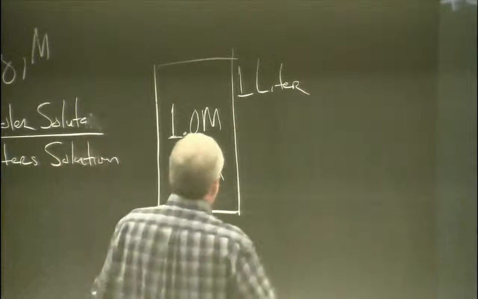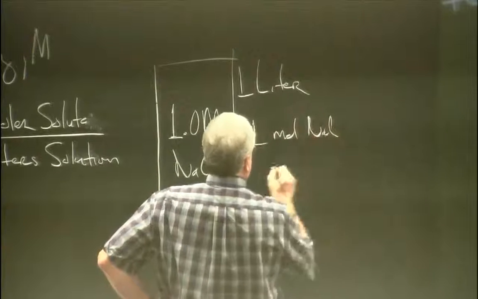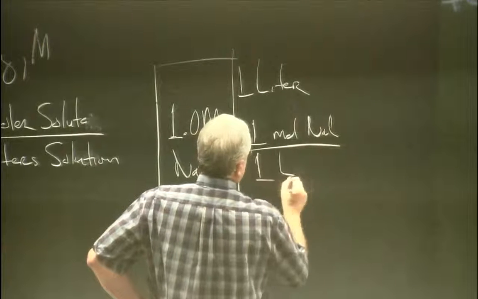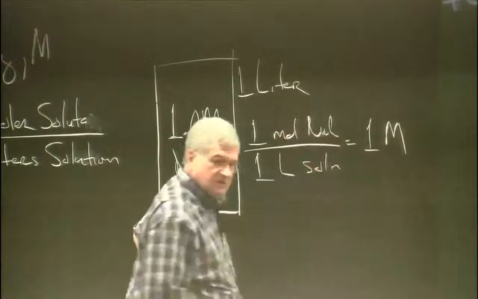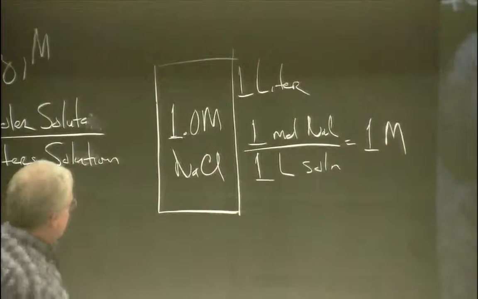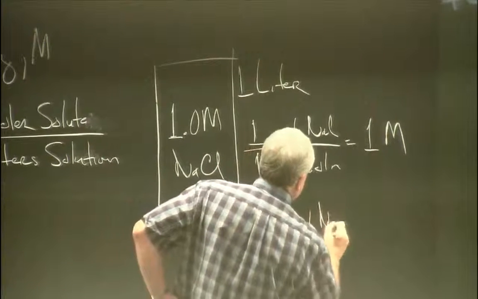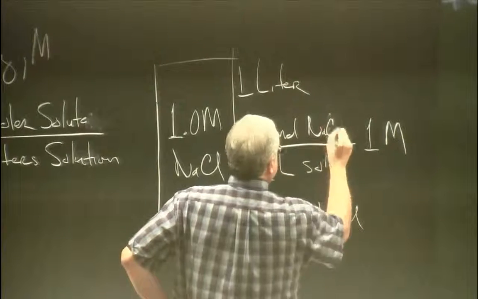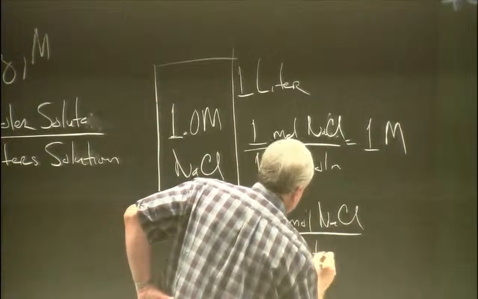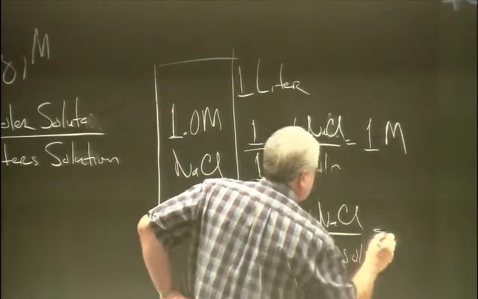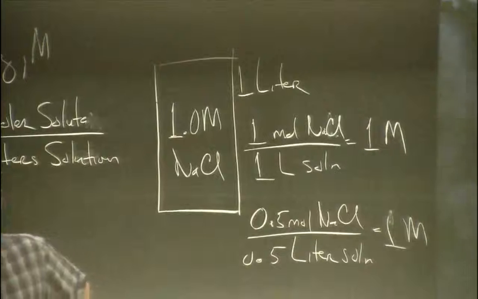If you don't believe me, let's try it here. If we have 1 mole of sodium chloride in 1 liter of solution, that's going to be a 1 molar solution. Now let's just say I pour half of it off. So now I have 5/10 of a mole of sodium chloride, excuse me, that's supposed to be chloride, in only 5/10 of a liter of solution. Well, we still have a 1 molar solution. See what I'm saying? We haven't done anything to affect the concentration.